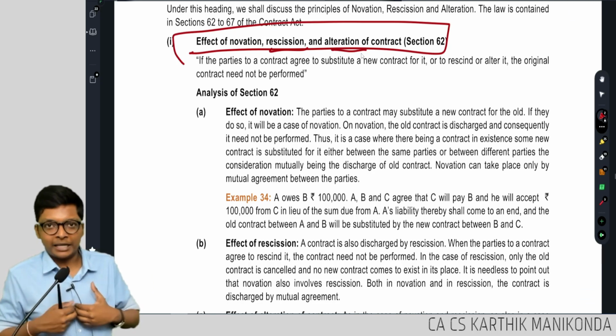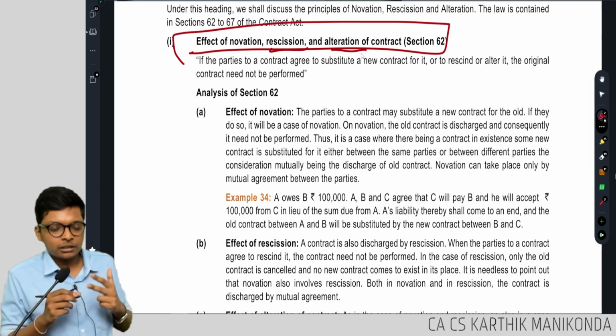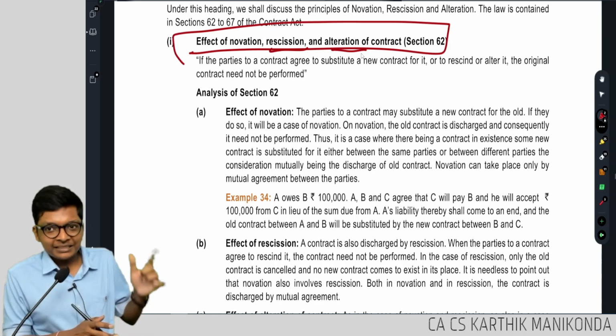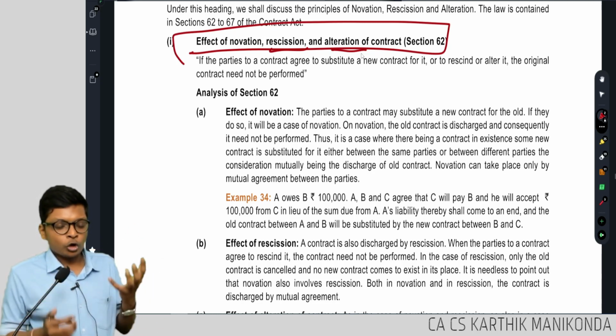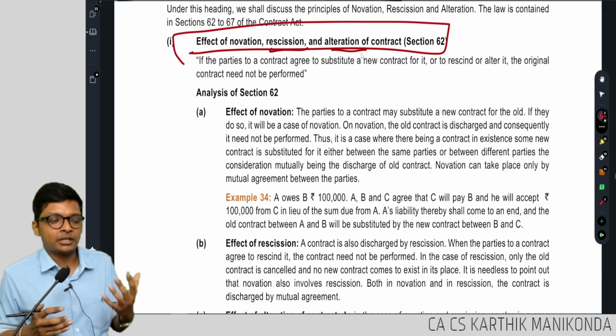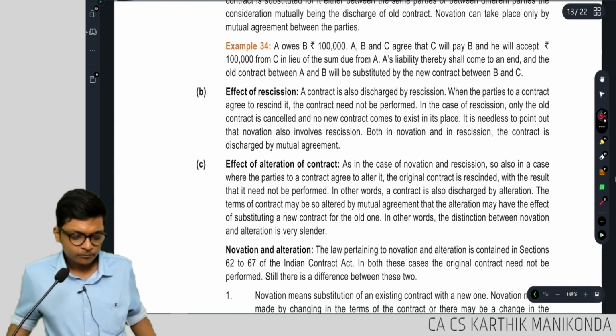Alteration. Same with contract. Novation, replacing contract. Recession, cancel the contract. Alteration, modifying the existing terms. Novation ko alteration ko perisa vidhyasam illa. Are you following, guys? Clear? Next.